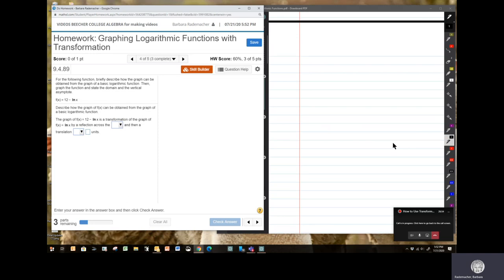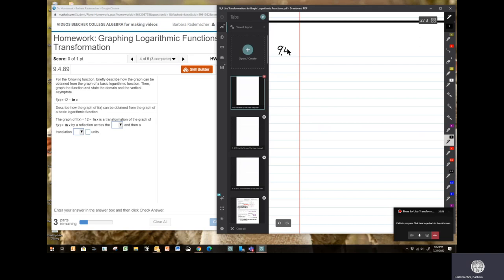And this is 9.4.89. All right, well, that's not pretty. Almost wrote ln. All right, f of x equals 12 minus the ln of x, the natural logarithm of x. Well, clearly the basic function is going to be f of x equals the ln of x. Again, they really shouldn't be using the same f of x, but they are, so I'm going to let it go. That is going to be the basic function.